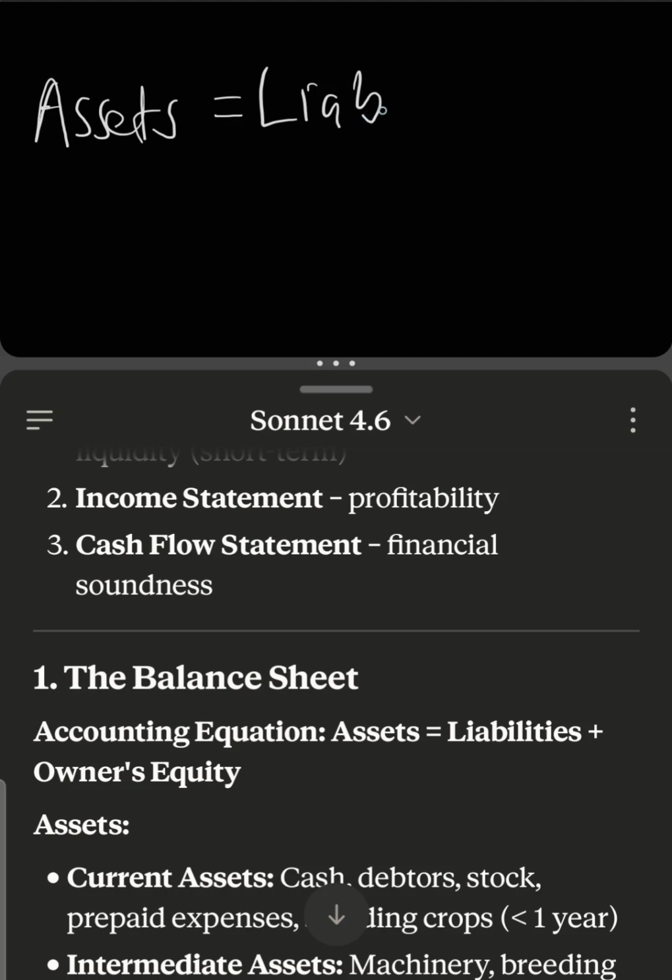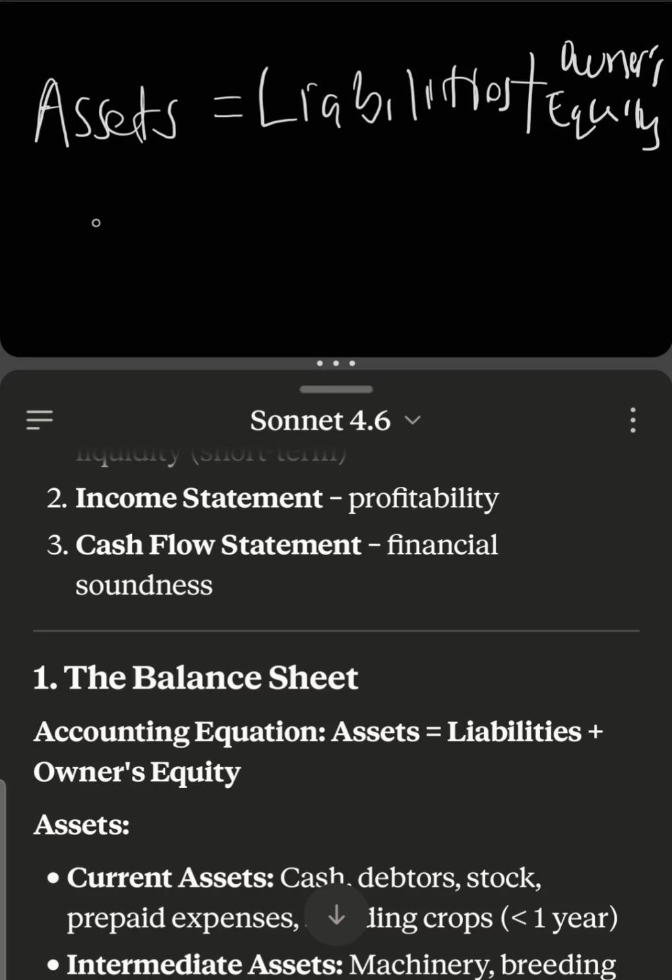Plus liabilities plus owner's equity. Owner's equity. Okay, there we go. So our accounting equation is given like that.